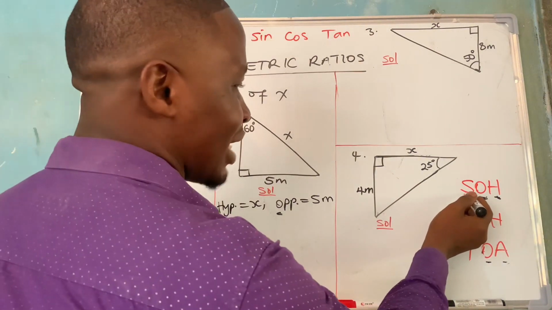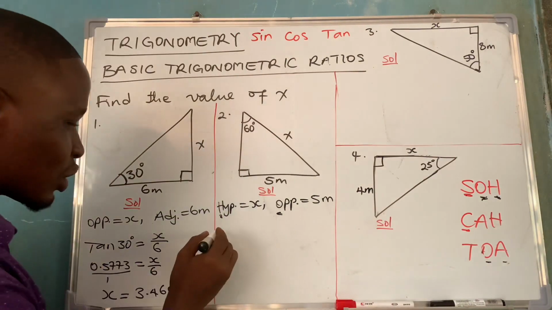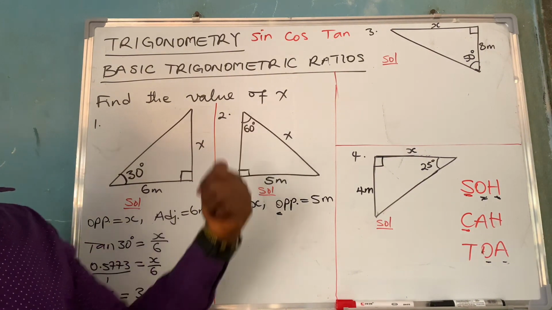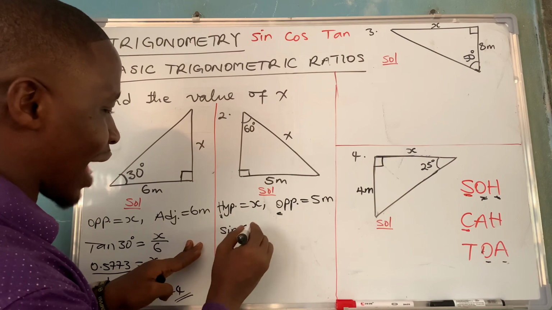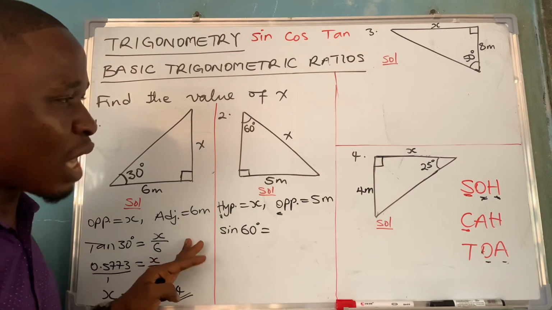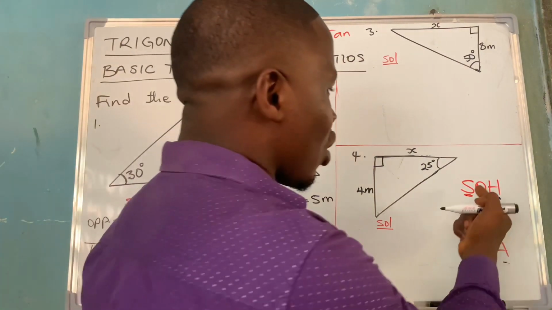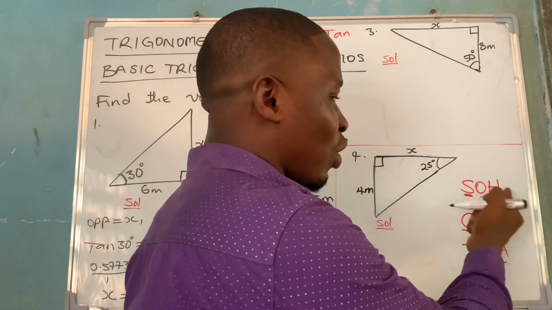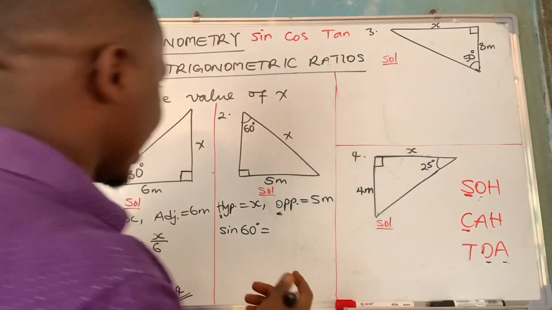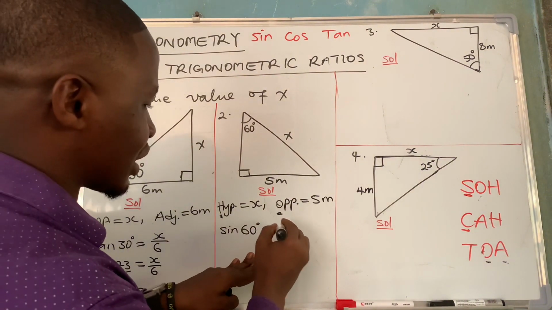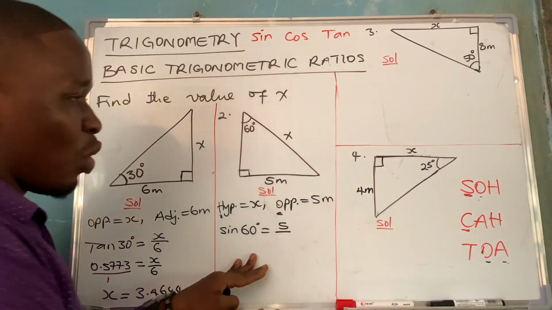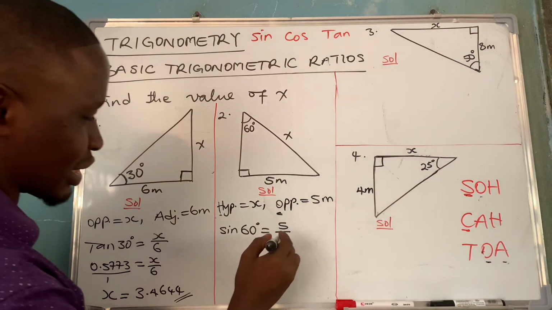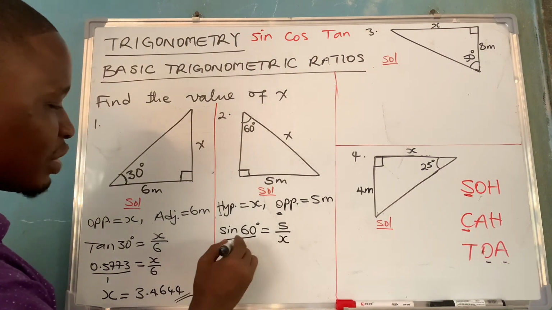We have to apply sine of an angle. But the angle we are given here is 60 degrees. So we say sine 60 degrees. But sine of an angle is opposite over the hypotenuse. The opposite side over what? The hypotenuse side. The opposite side is 5 meters, over the hypotenuse side. The hypotenuse side is x. So we give this 1.